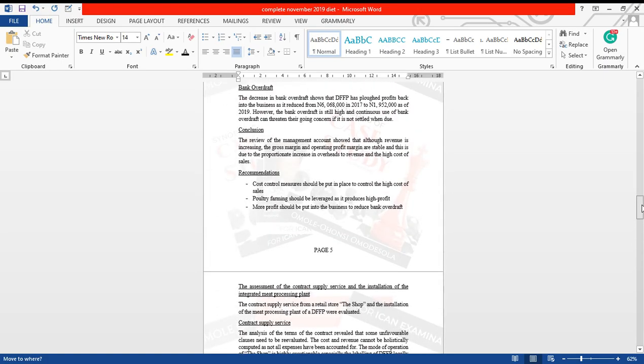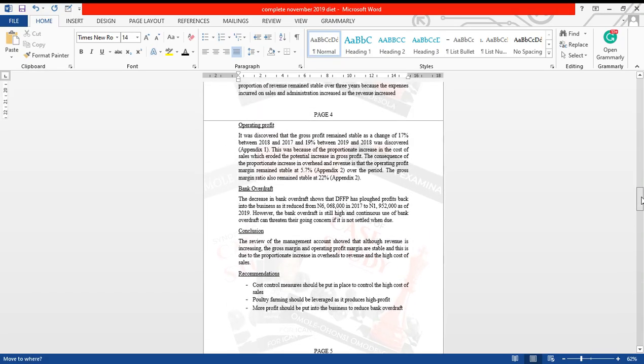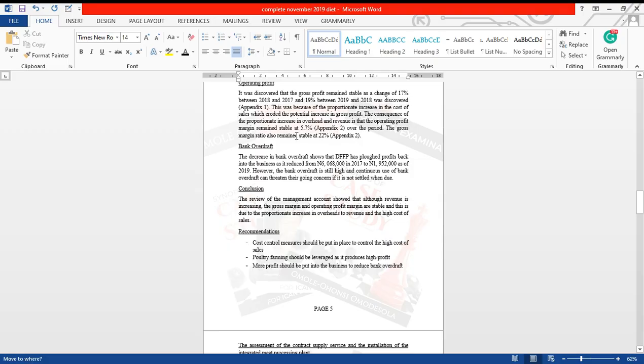And we're asked to also comment on the effect on the operating profits, right? So that's just it. Everything is just stable because of the proportionate increase in overheads and revenue. As revenue was increasing, overhead was increasing. As revenue was increasing, cost of sale was increasing proportionately. So it's just not okay. The company needs to look at this as well.